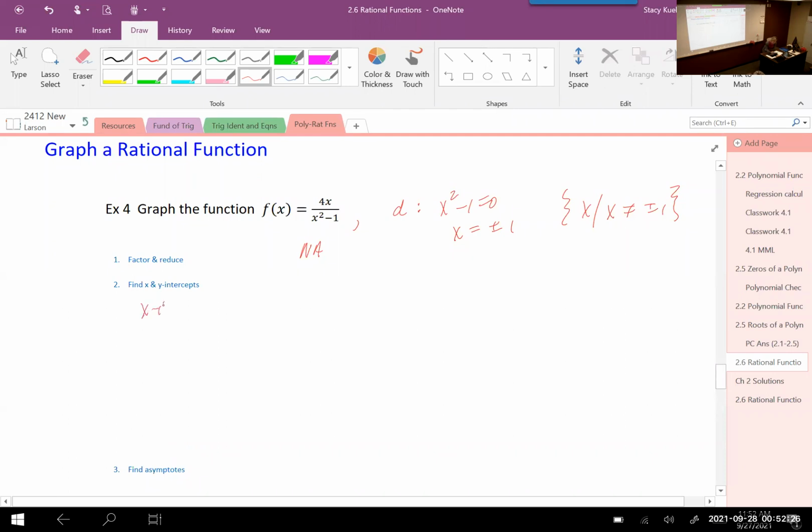So for the x-intercept, I am going to set the function equal to 0 and solve. So I would have 4x over x squared minus 1 is equal to 0. Then I'm going to multiply both sides by the denominator, and I find out that 4x is just equal to 0. Then I find out x is equal to 0. So I have an x-intercept at 0, 0.